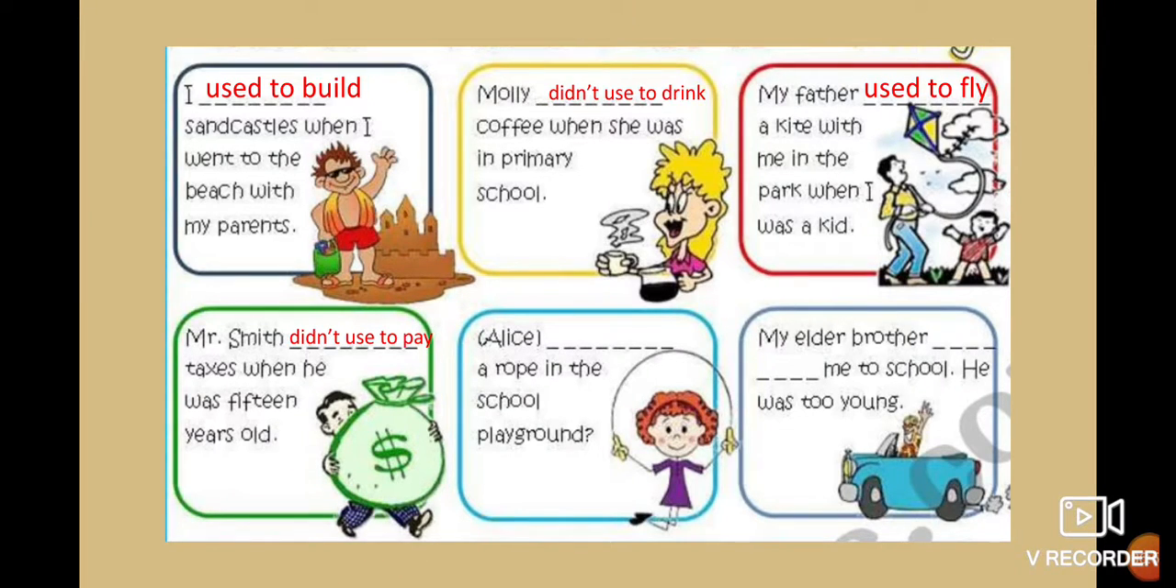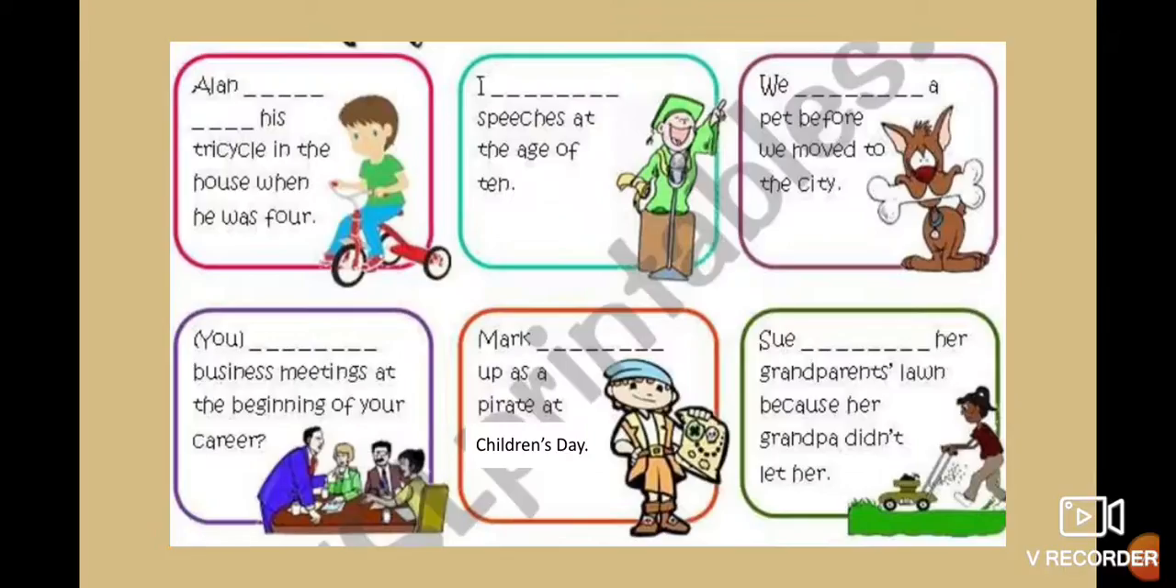Mr. Smith didn't used to pay taxes when he was 15 years old. This one is in negative. We have a question here. Did Alice used to skip a rope in the school playground? Okay, so this one you inquire a person of an action in past. Next one, my elder brother didn't, okay, in negative, used to drive me to school. He was too young. Okay, so this one is an action in past, but you didn't develop.